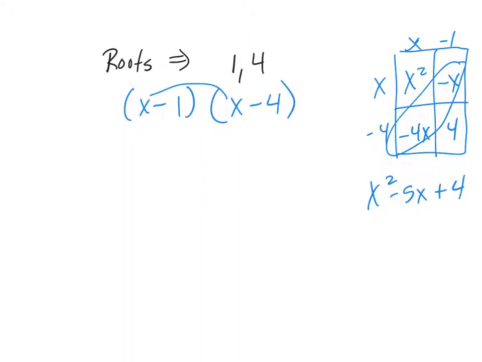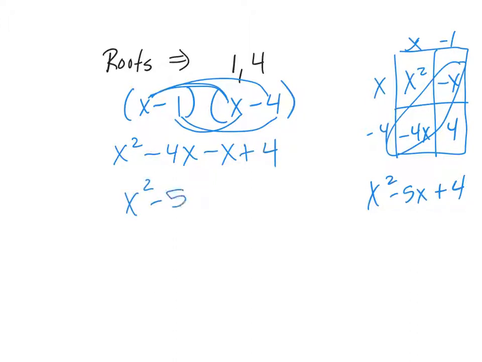Does everybody see what I did? Or you could FOIL it. First would be x squared. Outer would be negative 4x. Inner would be negative x. And last would be 4. So you would have x squared minus 5x plus 4. Do it either way you want.